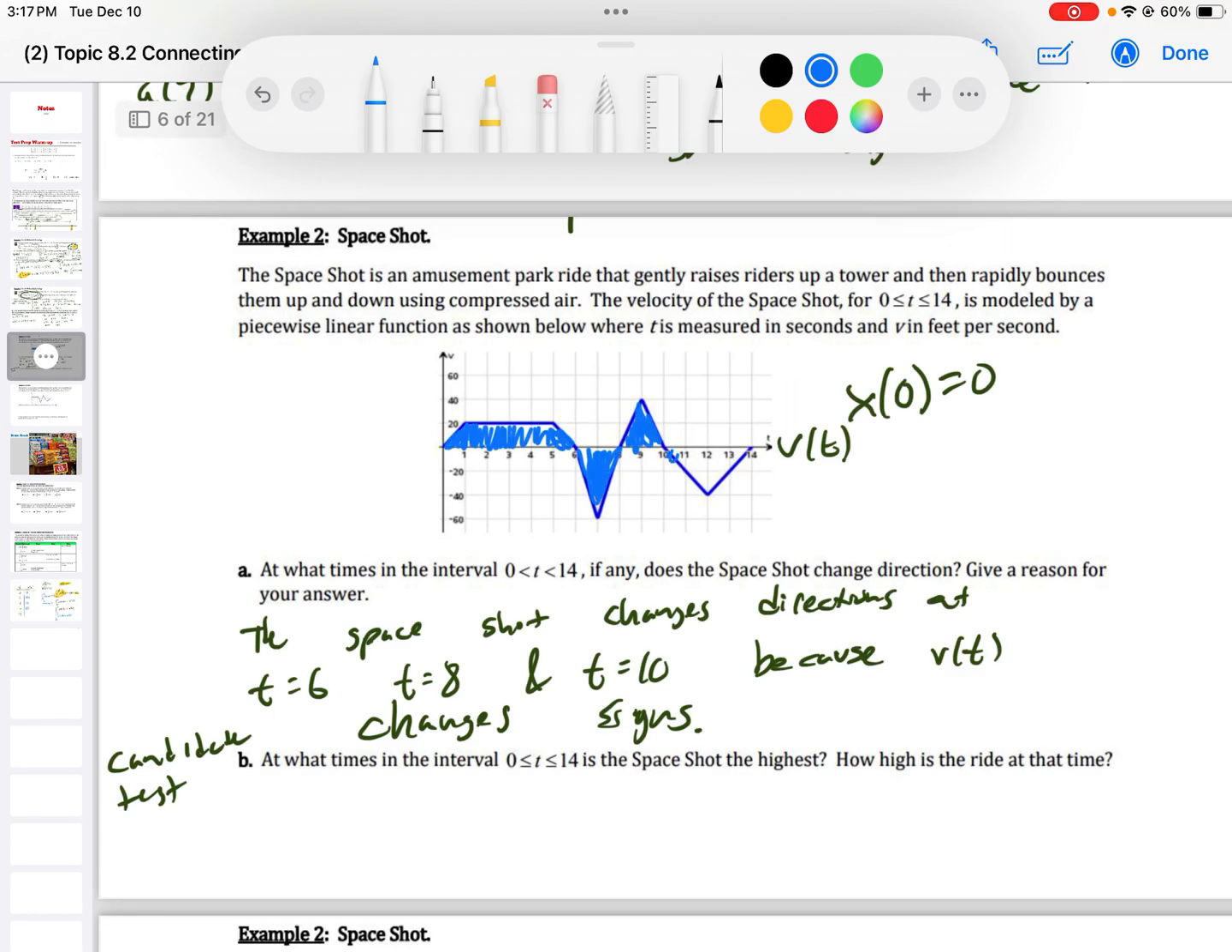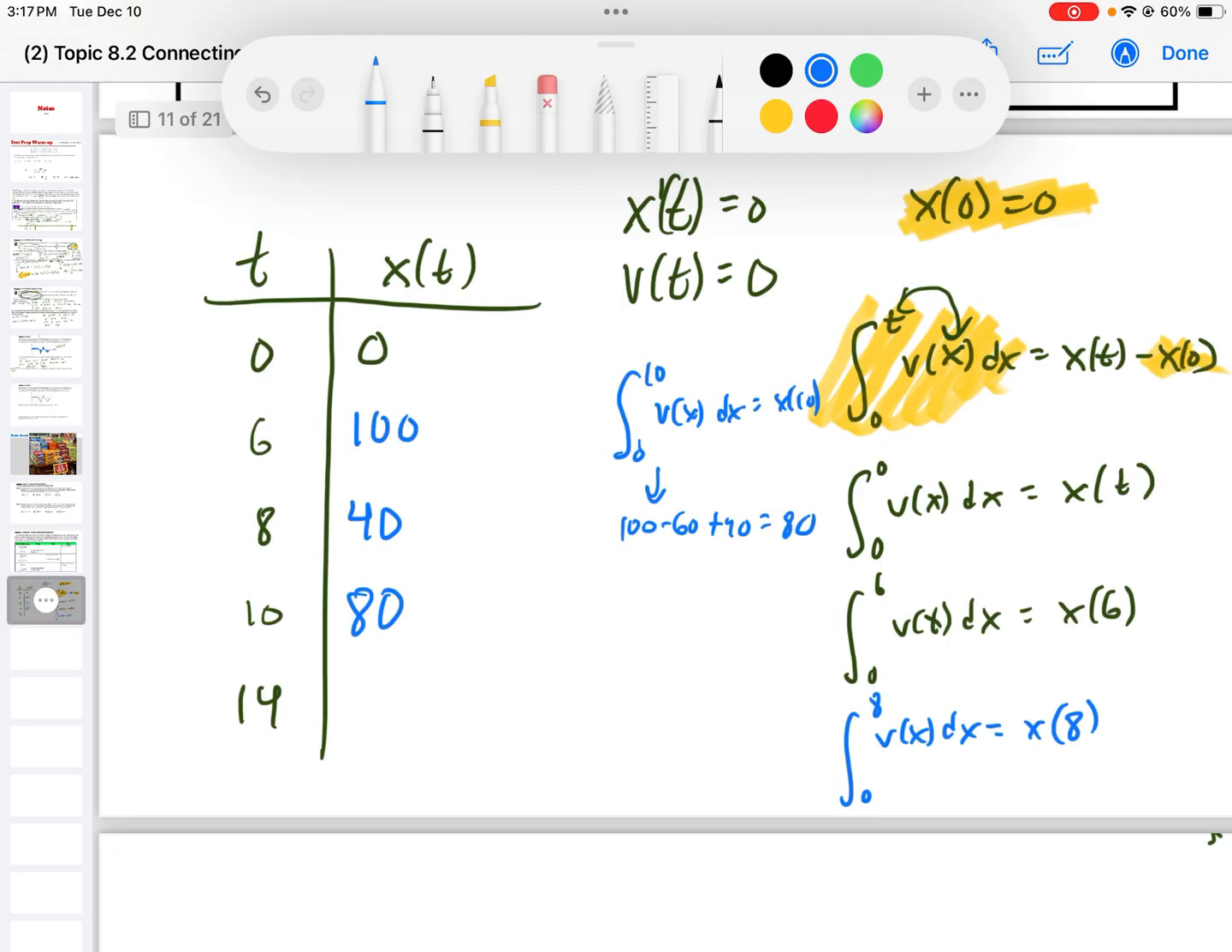And then at time t equals 14, it was going down, so that's going to be subtracting some values. 1, 2, 3, 4. So 4, half of that, 2 times 40, subtract 80. So subtract 80 from the one before it, and we get back to 0. So it's back on the ground. So the ride lasted 14 seconds.